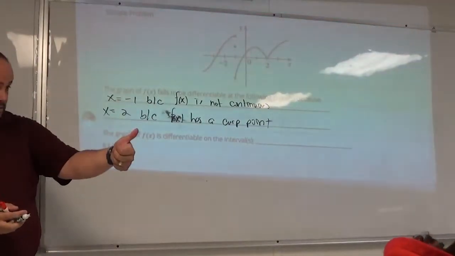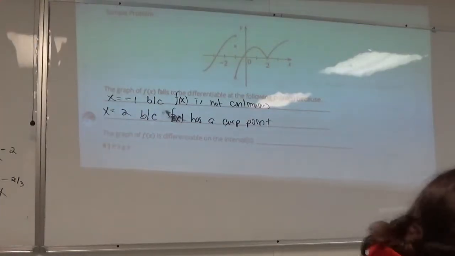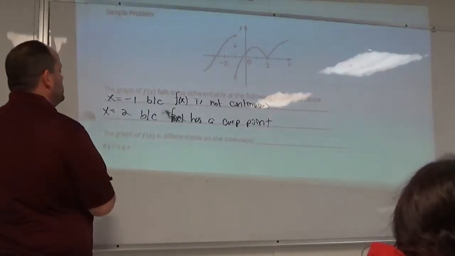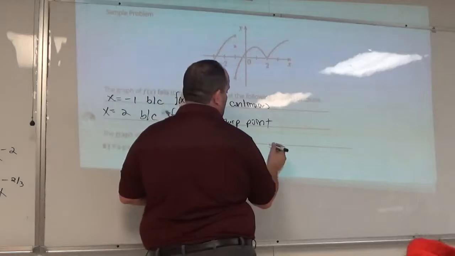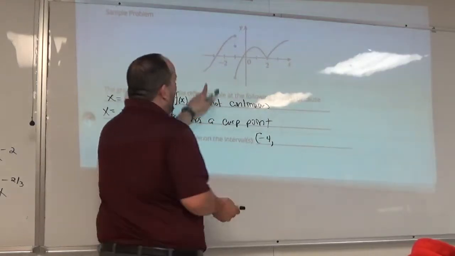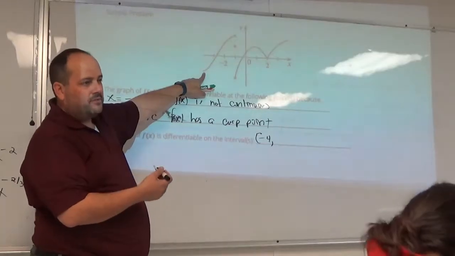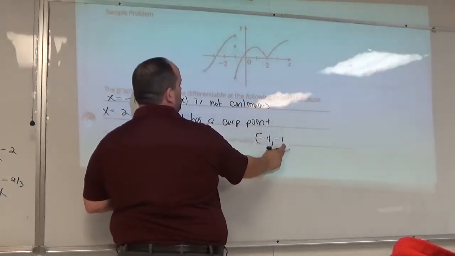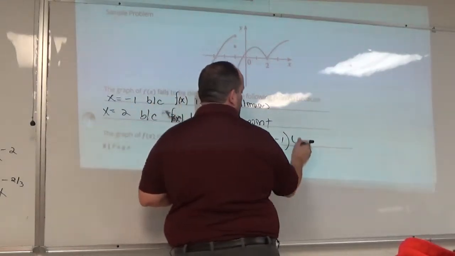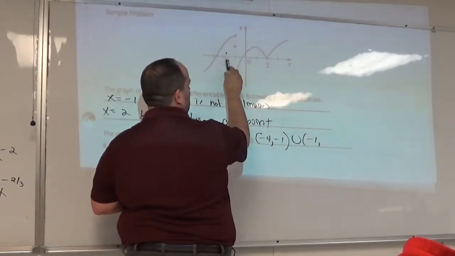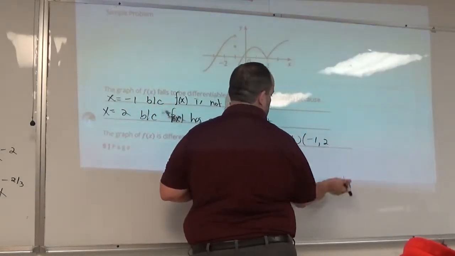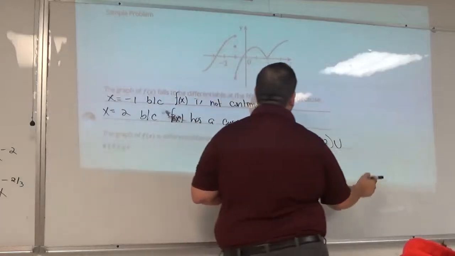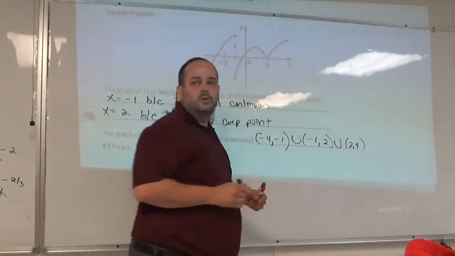We look for 3 things: not continuous, cusp point, vertical tangent line. These are the only 2 places. So where are we differentiable? The graph is differentiable, I would say, on the interval from -4, I don't want to say negative infinity because I don't know that this graph goes on forever, up until -1, parentheses. And then from -1 up until 2, parentheses. Otherwise, you're saying you are differentiable at 2. And then finally, from 2 to 4.